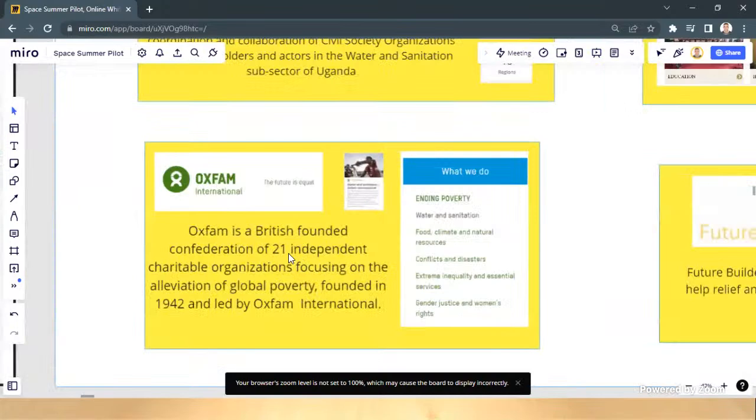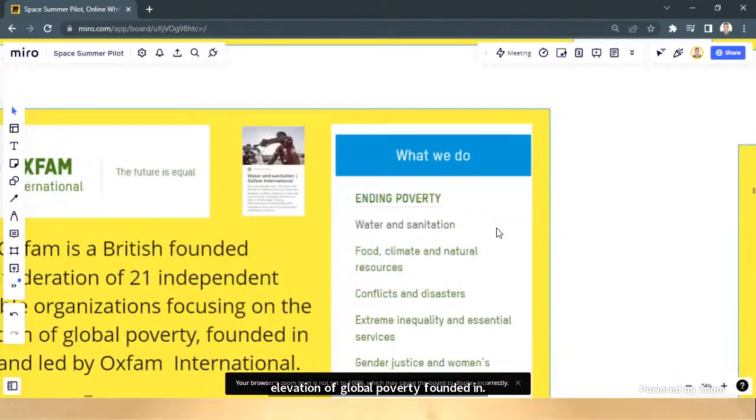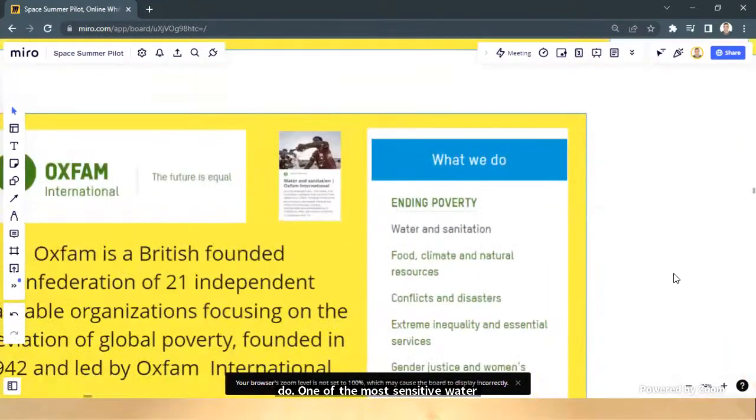Another international charity is Oxfam International. Oxfam is a British-founded confederation of 21 independent charitable organizations focused on the alleviation of global poverty, founded in 1942 and led by Oxfam International. One of the main things they do is water and sanitation.